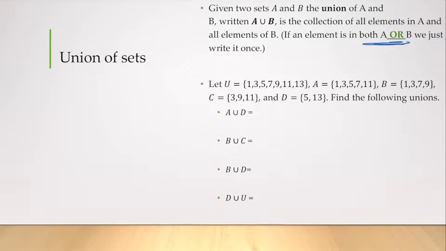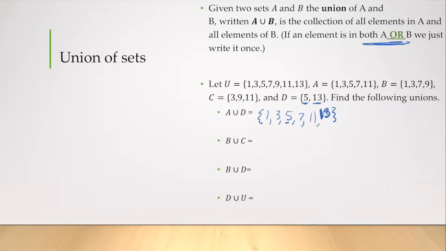If I'm looking for A union D, I want all the elements in A and all the elements in D, but I don't want to write any elements twice. So if I look at D, D is 5, but I already have a 5, but what I don't have is a 13. I tried to make that better and I just made it worse. So here's the set A union D.